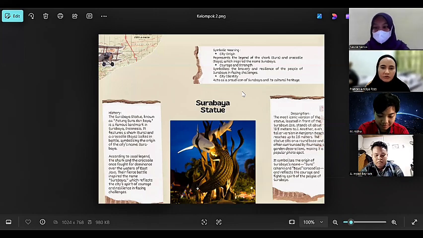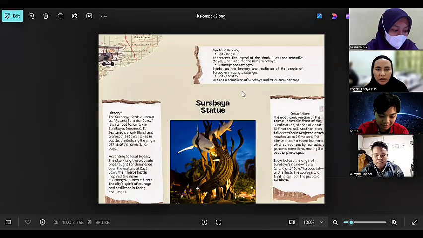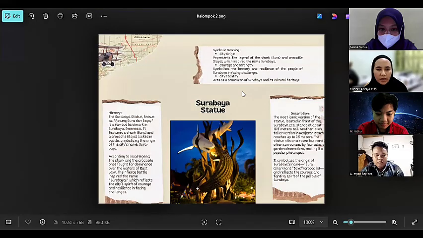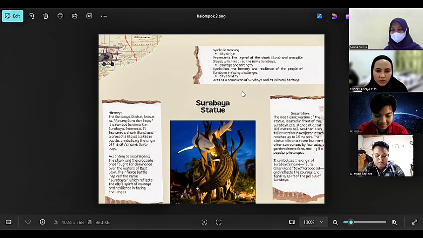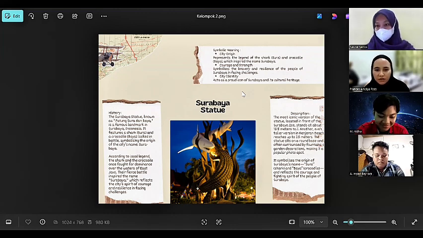So, the history of Surabaya. The Surabaya statue, known as Patung Sura and Baya, is a famous landmark in Surabaya, Indonesia. It features a shark, or Sura, and a crocodile called Baya, locked in battle, symbolizing the origin of the city's name, Surabaya. According to local legend, the shark and the crocodile once fought for dominance over the waters of East Java. Their fierce battle inspired the name Surabaya, which reflects the city's spirit of courage and resilience in facing challenges.